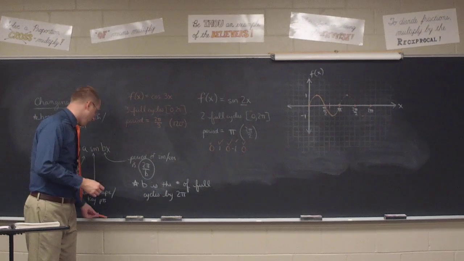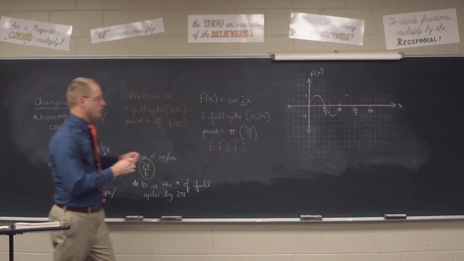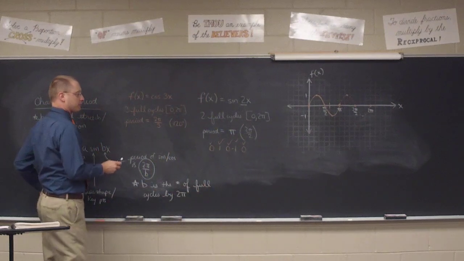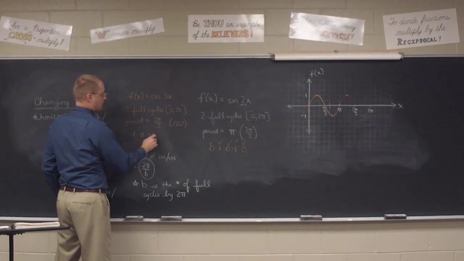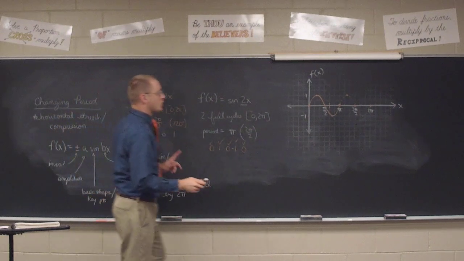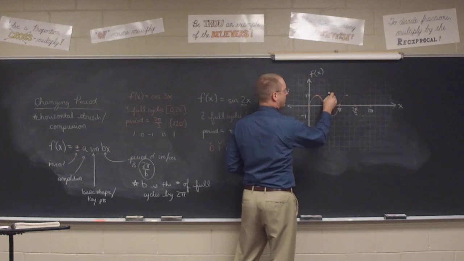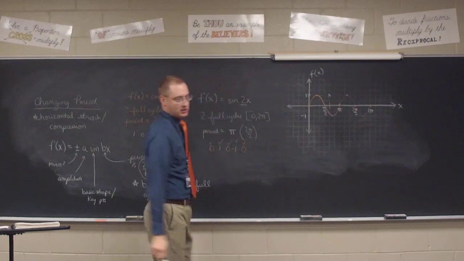All right, so I'm going to switch to the white chalk, since I've already used the orange chalk. And let's see, what are my key points of the cosine curve? 1, 0, negative 1, 0, 1. All right, so that means we're going to start at 1. I'm going to put an X here. And we're going to end at 1, which is 4 boxes later.